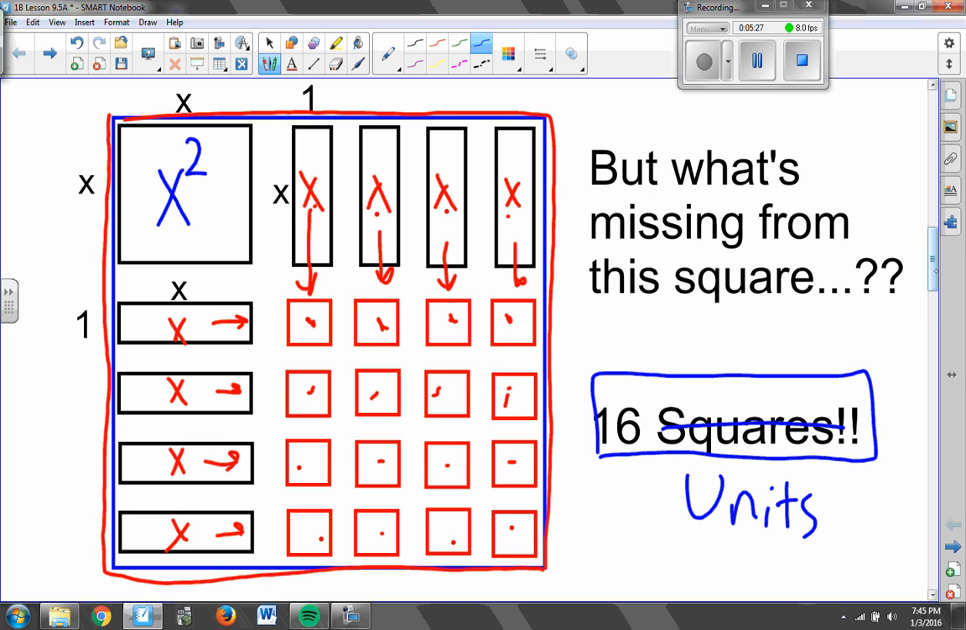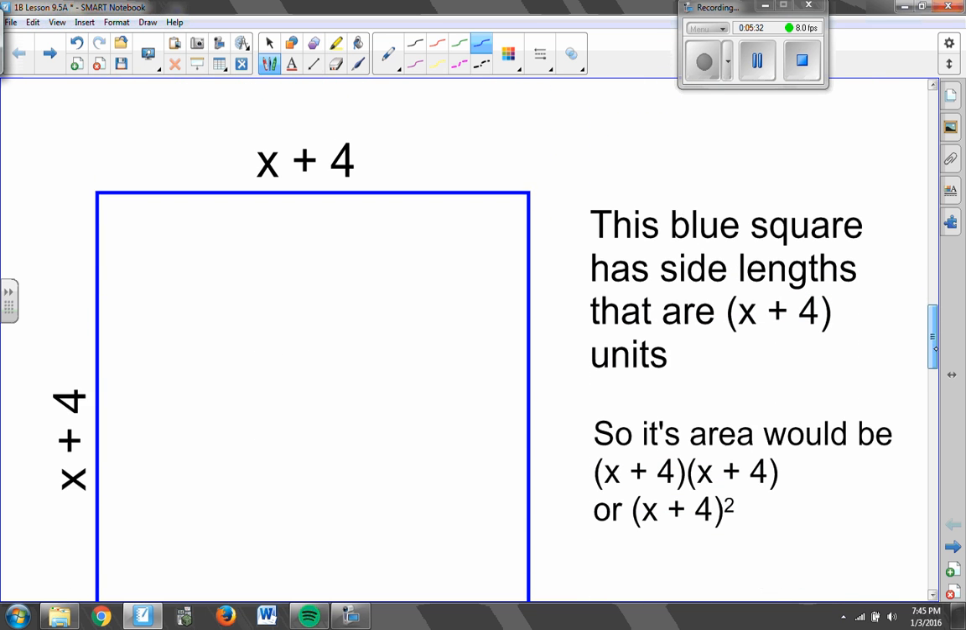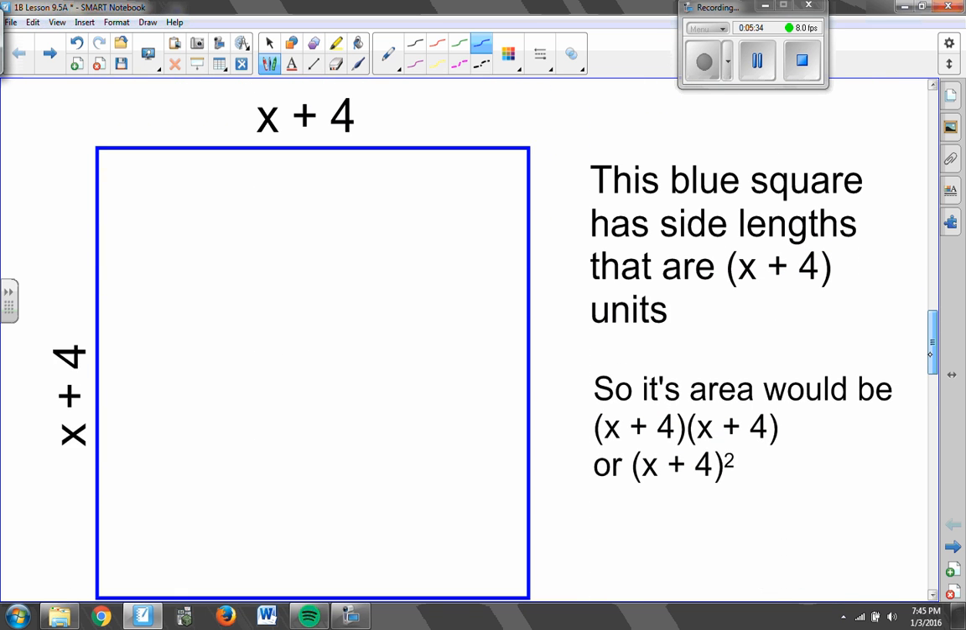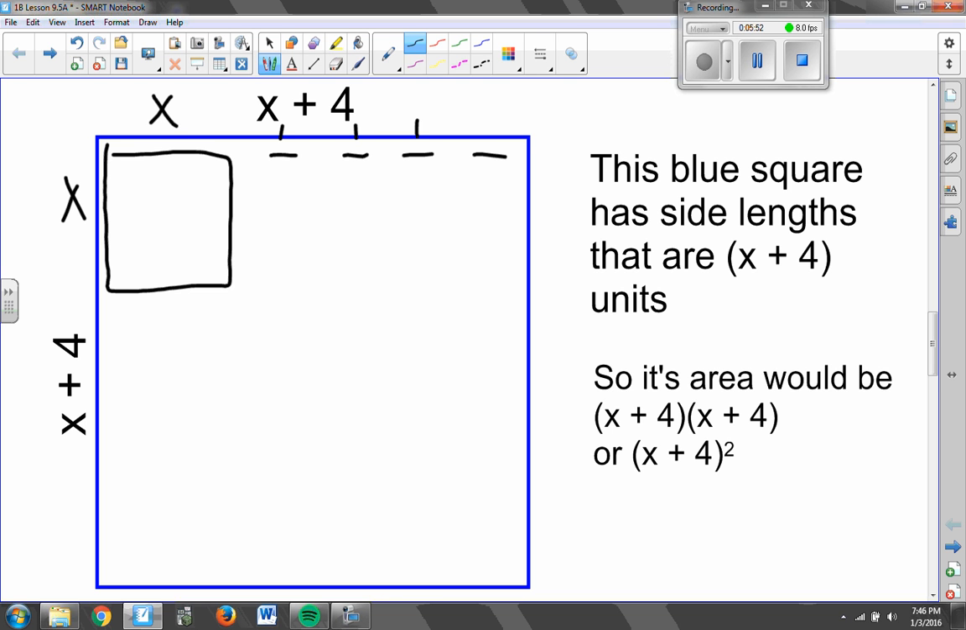So if we translate this back to our equation, this blue square, algebraically, if you remember, we had a square here that had x and x as its dimensions, right? And then I had 4 x bars across the top, and each one of these was 1x, 1, 1, 1, 1.